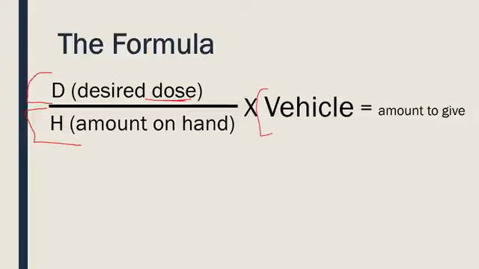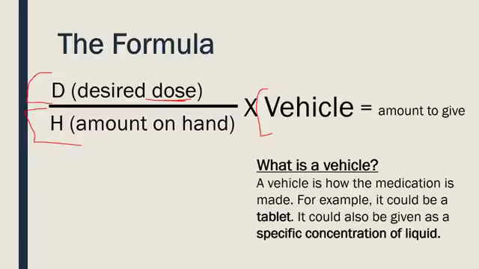Next up is the vehicle. How is this medication being delivered to the patient? Is it through a liquid? Is it through a tablet? Just like this text box says, it could be a tablet, it could be a specific concentration of liquid. This is all going to make more sense in the next slide, as long as you have a general idea that it's what you want divided by what you have, multiplied by the vehicle. That's going to give you the amount you have to give. So let's run through some practice questions and really see how this works.